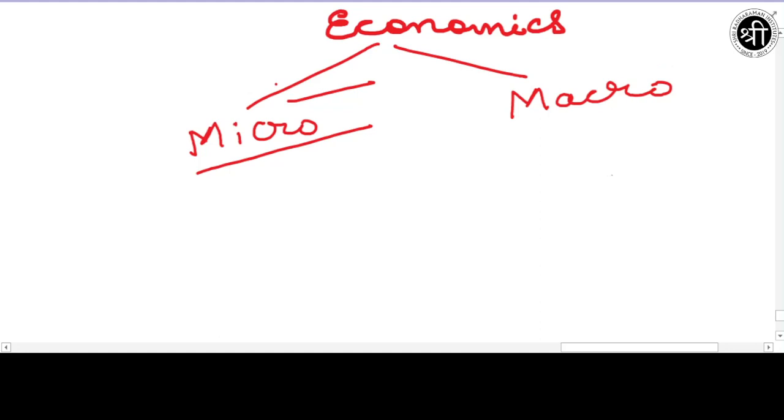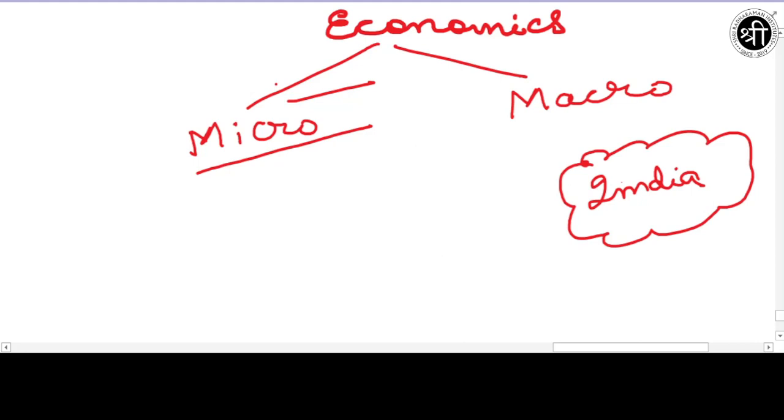macroeconomics. For example, if we consider our country India, okay, now India is an economy. Now if we study the economic behavior of India as a whole, then we are studying economics on the highest scale possible. Why? Because now we are talking about each and every economic problem which is taking place in the Indian subcontinent.